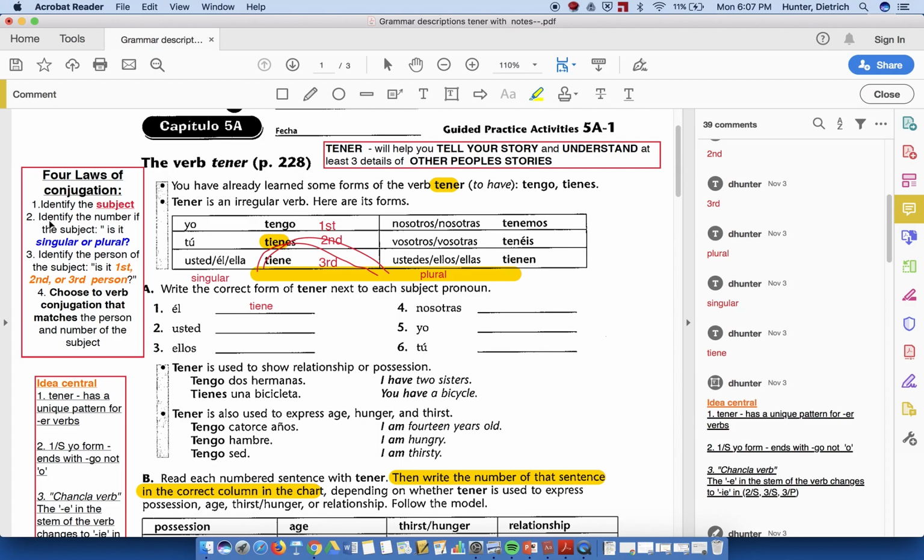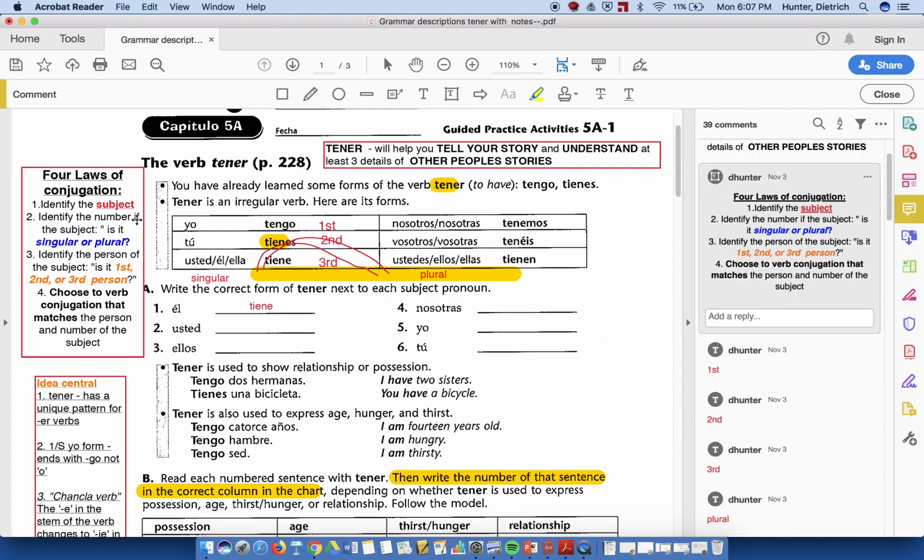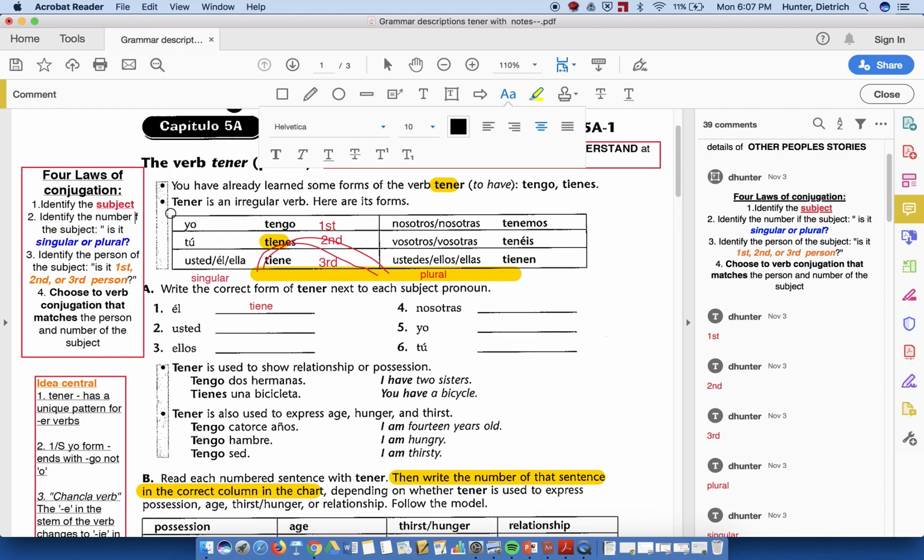Número dos, identify the number of the subject is what this should say. I'll change that now. The number of the subject, is it singular or plural? That's the question you can ask yourself for law number 2. Law number 3, identify the person of the subject. Is it first, second, or third person? Also, I'm going to add in a question here. How do you know?